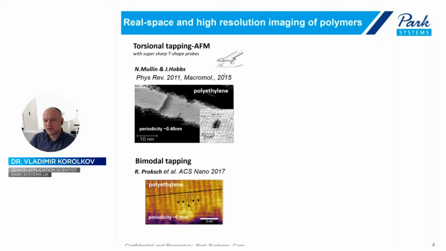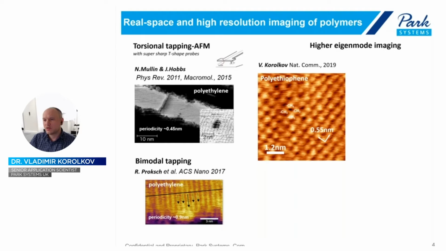Then there was the introduction of bimodal tapping imaging by Roger Proksch, which was published a few years ago in ACS Nano, where they observed again polyethylene lamellae forming loops and so on. The other technique that was introduced a couple of years ago is so-called higher eigenmode imaging, and that's the first example of that technique applied to polymers. In this instance, semi-crystalline polyethylene was imaged, and you could see CH3 groups that form the surface of that polymer.